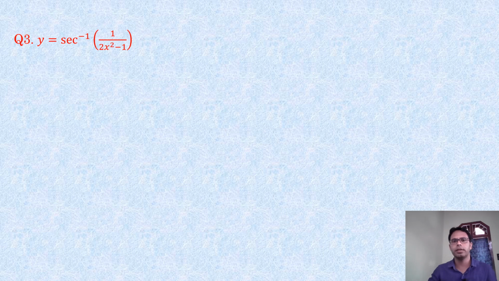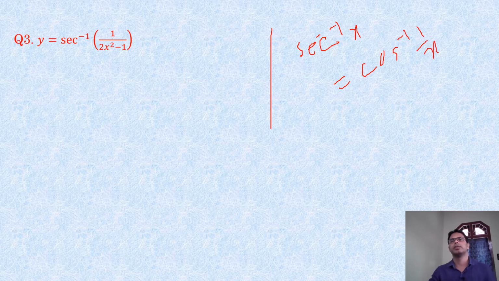Here you have the formula: sec inverse x is equal to cos inverse of 1/x. So here we are going to use this theory. Y is equal to sec inverse of 1/(2x square minus 1), so it becomes cos inverse of simply 2x square minus 1, using this one. I am just writing the reciprocal of this and erasing this.